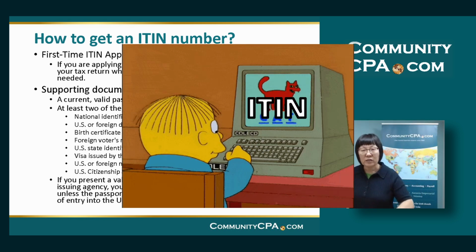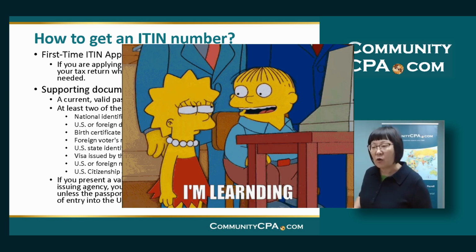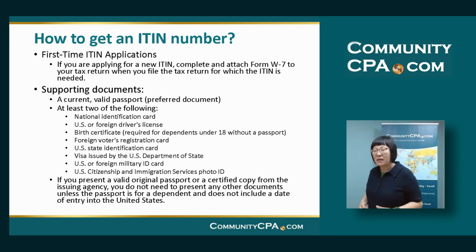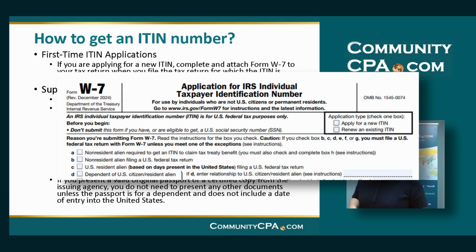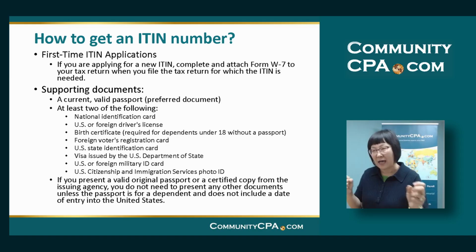If this is your very first time, and you have never done it before, to apply for an ITIN number you need to complete the form W-7. You want to complete the form and attach it to your tax return, so that way the ITIN will be assigned and the tax return will be processed. But of course, it's not just W-7.